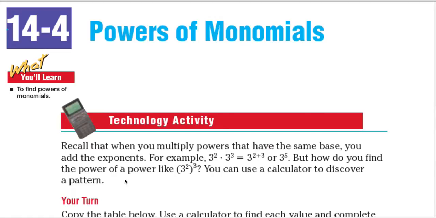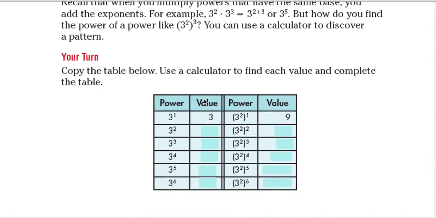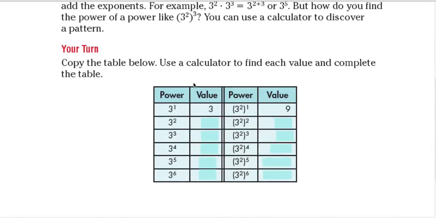Okay, you can use a calculator to discover this pattern for one. Okay, and let's see how this works. You have this table. You can copy this table in your notebook and use the calculator to find each value and complete the table. Now you can pause this and find the value with your calculator and then just play it again after you do that.